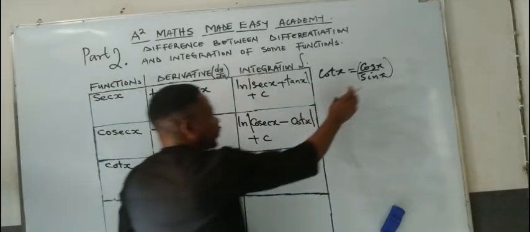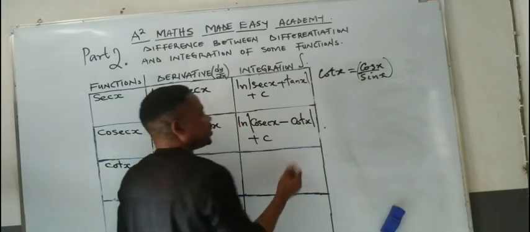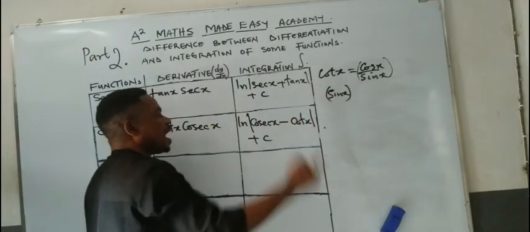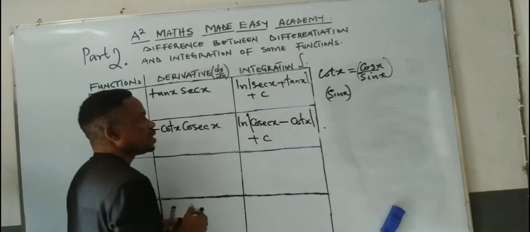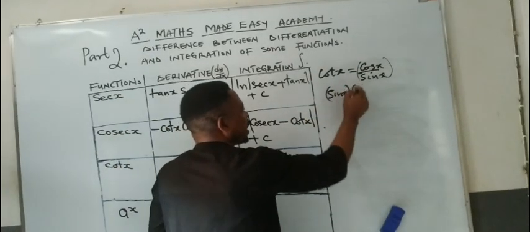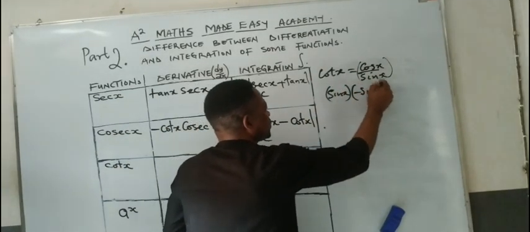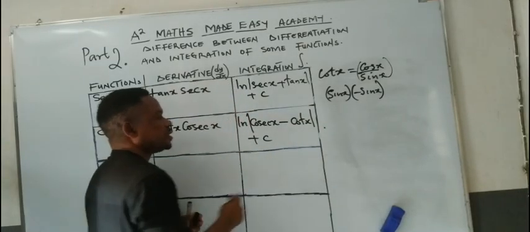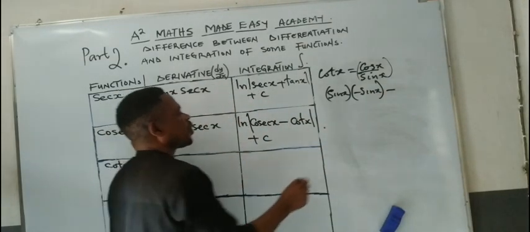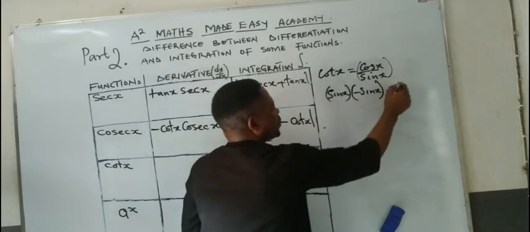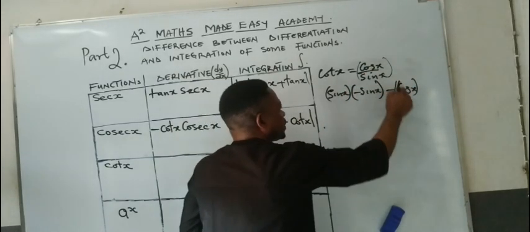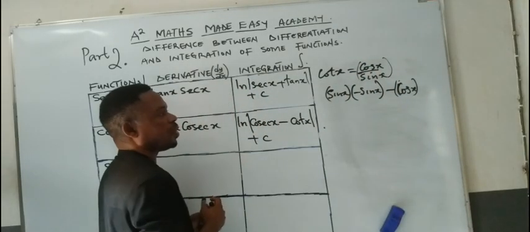And what is the rule? Can we differentiate it? Keep the denominator constant, which is sine x. Close the bracket. And differentiate the numerator. Here the numerator is cos x, right? When you differentiate cos x, the answer is minus sine x. Close the bracket. Then from the formula, it is minus. So the next thing now we are going to do is to keep the numerator constant. And what's the numerator? Cos x. Close the bracket. And differentiate the denominator.